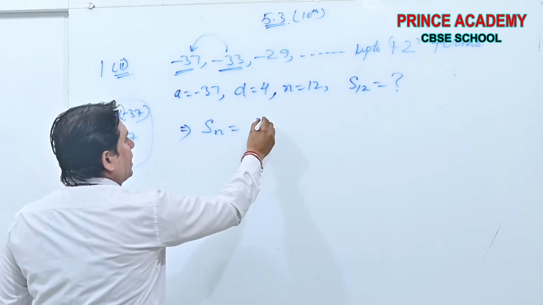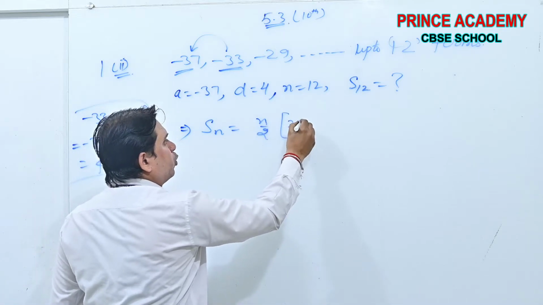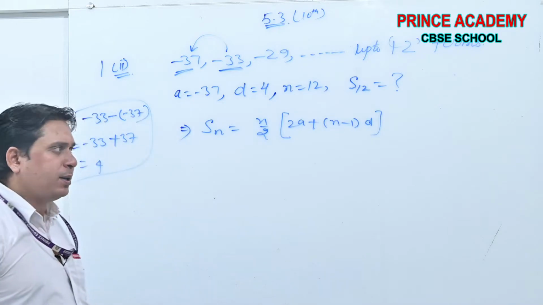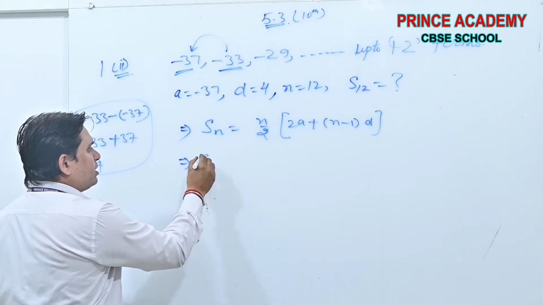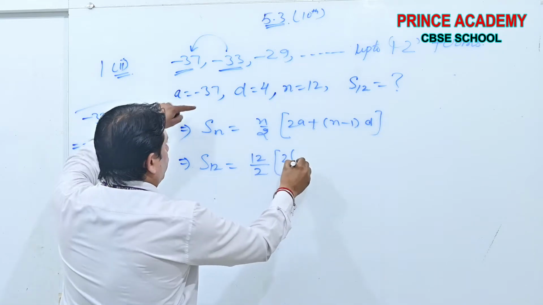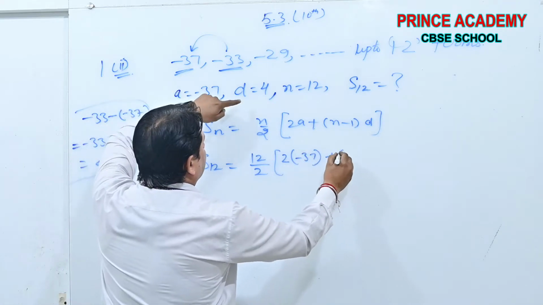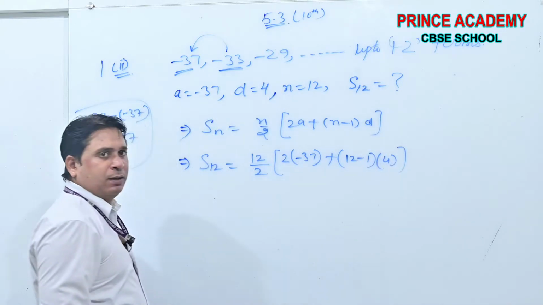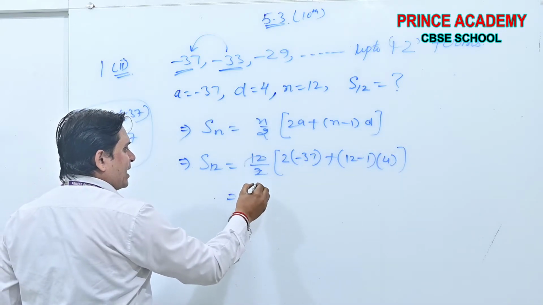Sn is equal to n by 2, 2a plus n minus 1 into d. Put the values. S12 is 12 by 2, 2a plus n minus 1 into d. Now see, 2 cancels, this is 6.